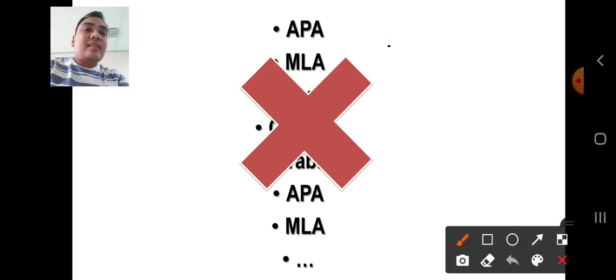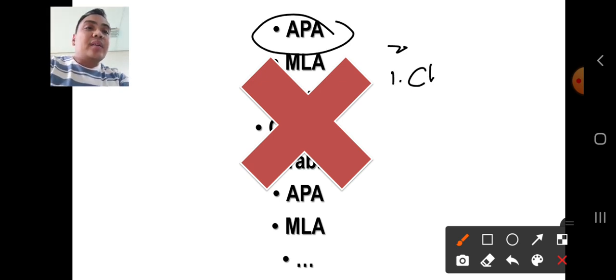It means that the first guideline in writing our in-text citation is that you should be consistent with regards to the writing style that you will select. Or in other words, choose only one referencing style. So that is for number one. Choose one referencing style.